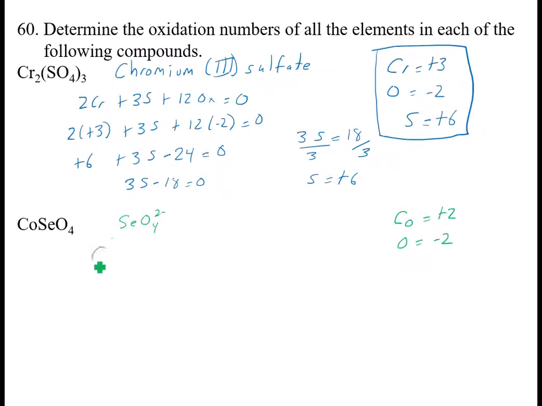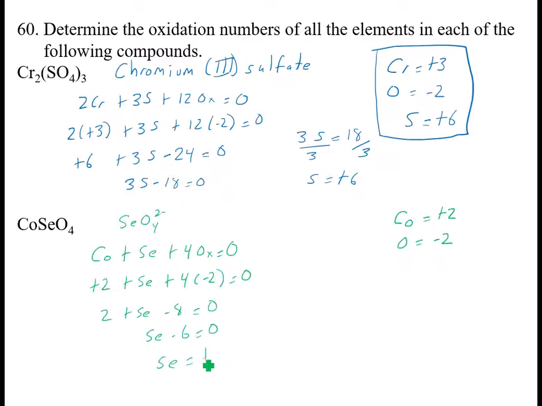So I do the same thing. I have cobalt plus selenium plus 4 oxygens is 0 because we're back to compounds. So I have a +2 plus Se plus 4 times a -2 is equal to 0. So 2 plus Se minus 8 is 0. So Se minus 6 is 0. So Se is a +6.